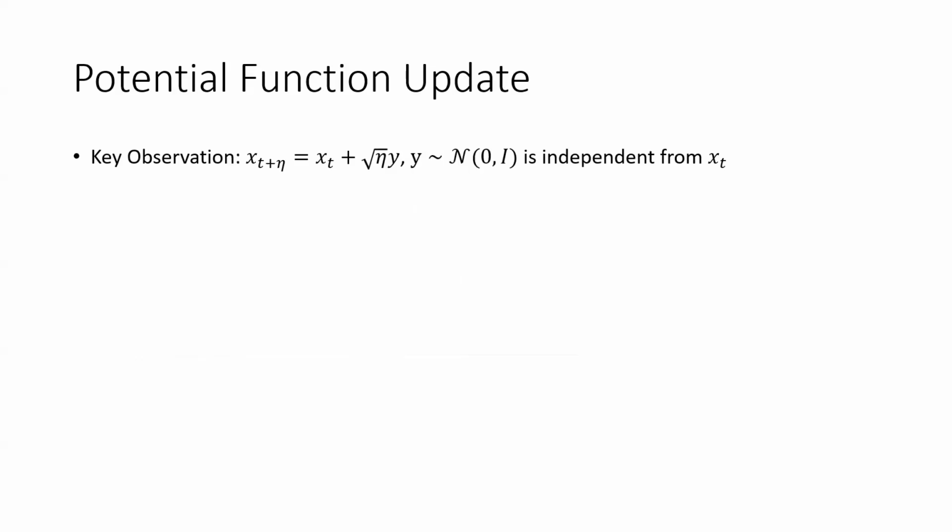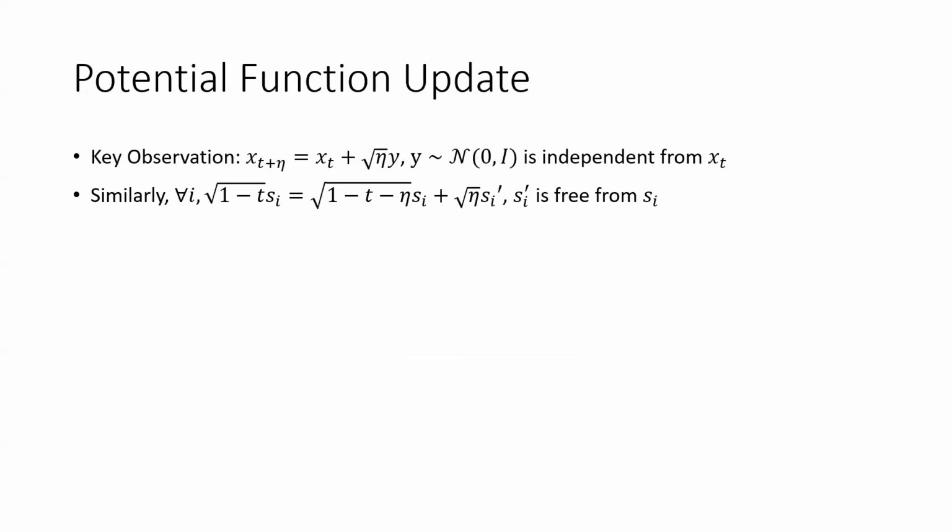Basically the key to how to actually bound this potential update is to make the crucial observation that when you have this Brownian motion x, and you want to look at xt plus eta, you can write this as xt plus root eta times y, where y is an independent Gaussian. Right? Because the sum of independent Gaussians is still Gaussian. It turns out that for semicircular operators, this thing still holds. So if you have this root t minus t times si, you can write it as root t minus eta times si plus root eta times si prime, where si prime is freely independent from si.